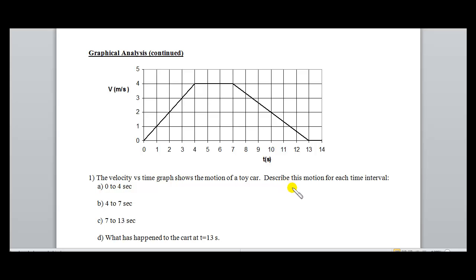What I want you to do is describe this motion for each time interval. In other words, express it in words. What's happening between 0 and 4 seconds? What's happening between 4 and 7 seconds? Between 7 and 13 seconds? In fact, what's happening right at that point at t equals 13 seconds? So push that pause button and write out some answers to these.